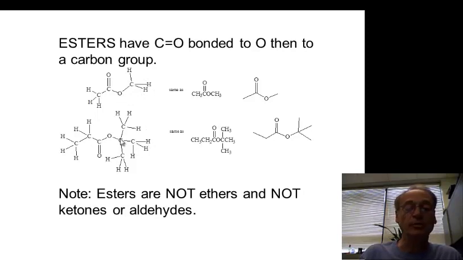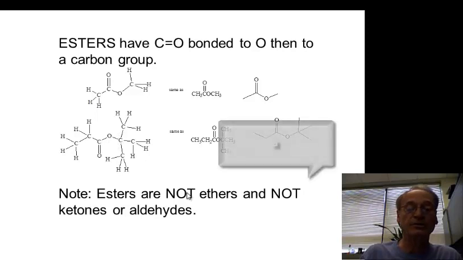This is a little bit more complicated ester because notice it has C double bond O, single bond O, then another carbon group. Notice also that esters are not ethers, even though they have that single bond O in between. Next door is a C double bond O, so that means it's not an ether. And it's also not a ketone or an aldehyde. It has a C double bond O, but it has an oxygen here instead of another hydrogen or a carbon, which would make it an aldehyde or ketone.